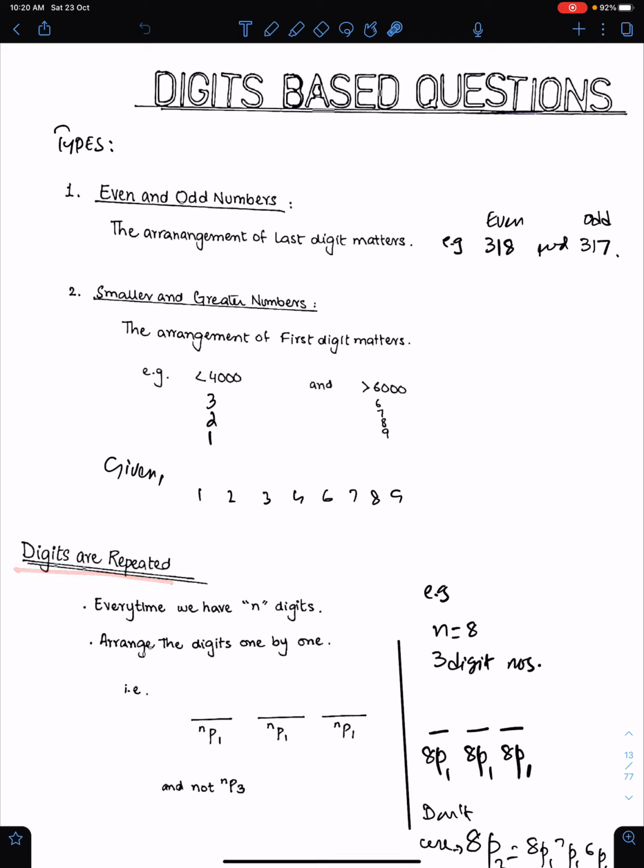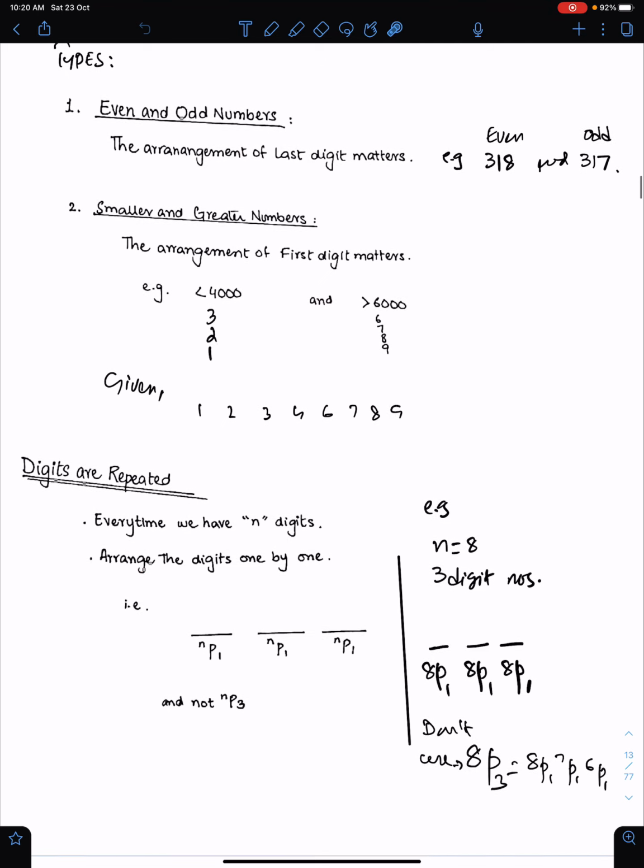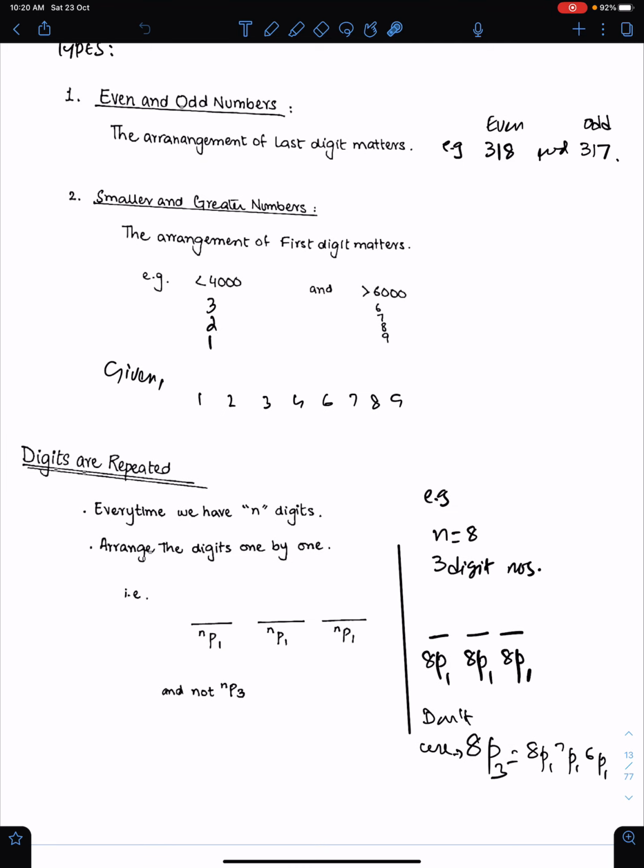Digits are repeated. When digits are repeated, every time we have n digits, and we have to arrange the digits one by one. For example, we have to form 3-digit numbers when digits are repeated, and if we have n digits, we have to arrange digits one by one: nP1, nP1, nP1. We cannot use nP3. nP3 means digits are not repeated.